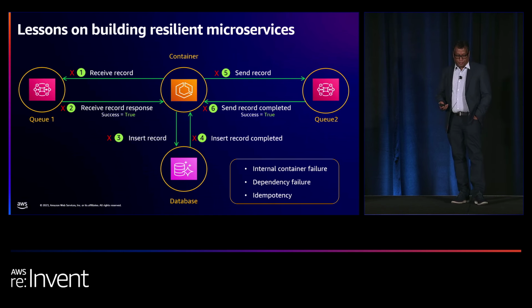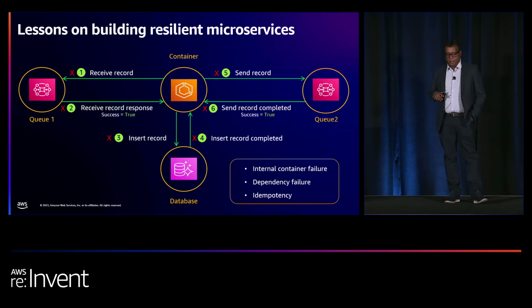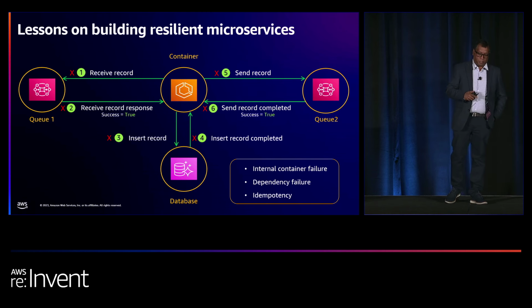In this architecture, the microservice running in the container is dependent on Q1, Q2, and the database, each of which is a state machine that can fail independently. For a record to be considered successfully processed, the microservice needs to receive the record from Q1, write the record to the database, and then send the record to Q2, as shown in the 6 steps in the diagram. If any of the dependencies fails, then all 6 steps cannot be executed, and the record processing would fail.